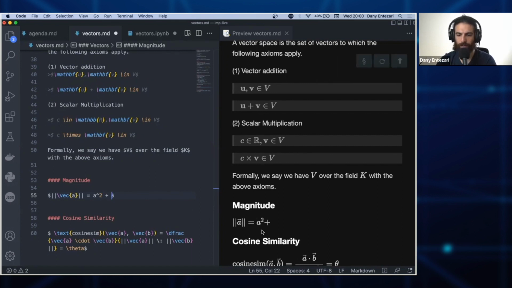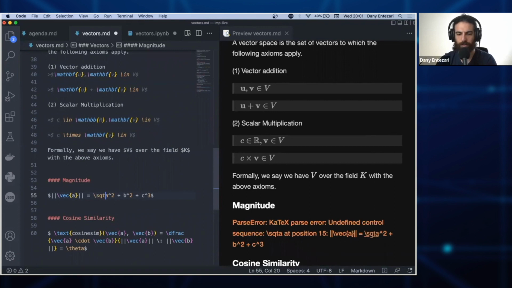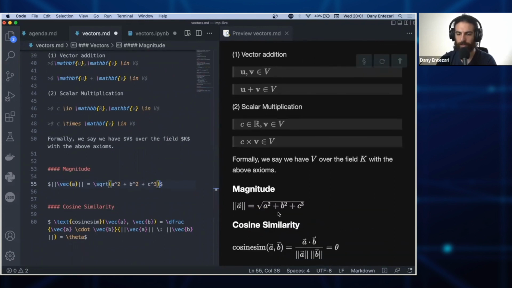Arrow over A means vector. This is a component of that vector. A squared plus B squared plus C squared, if, for example, this is over R3. And then we take the square root of this sum. We're taking the magnitude for both vectors.